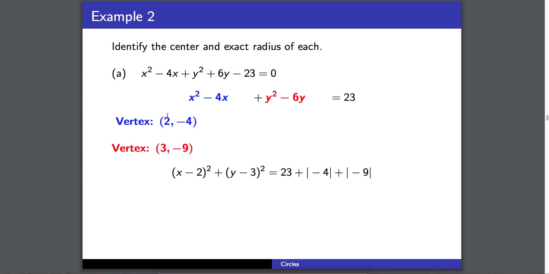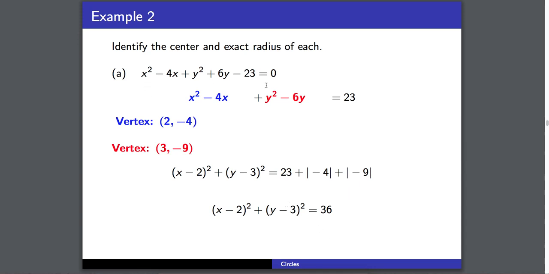So we have (x − 2)² + (y − 3)² = 23 + |−4| + |−9|. We're going to use similar techniques for ellipses and also hyperbolas, but there'll be slight variations as to how to get those equations. When we simplify the right-hand side, we get 23 + 4 + 9, which is 36.